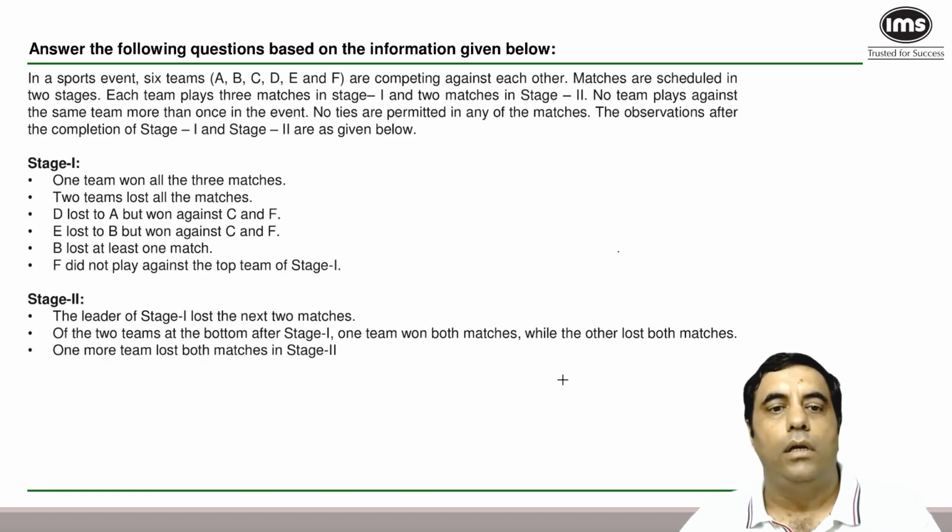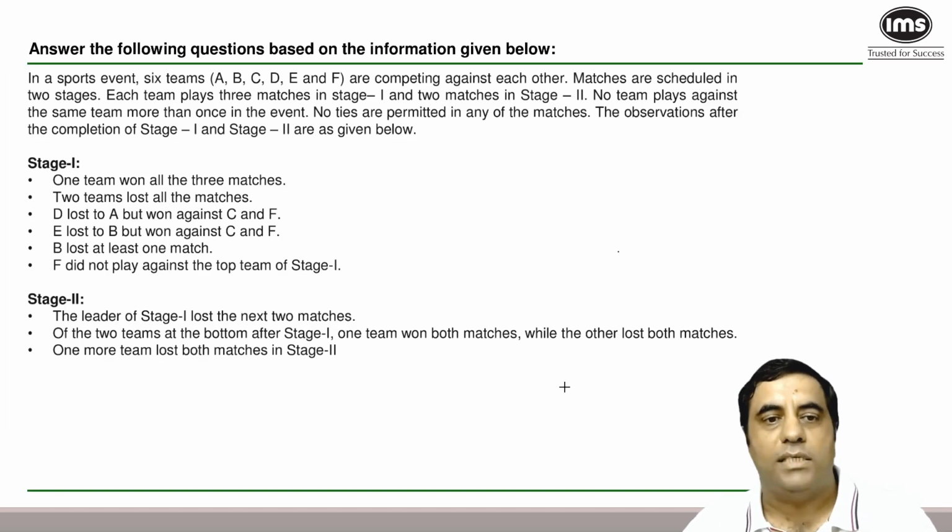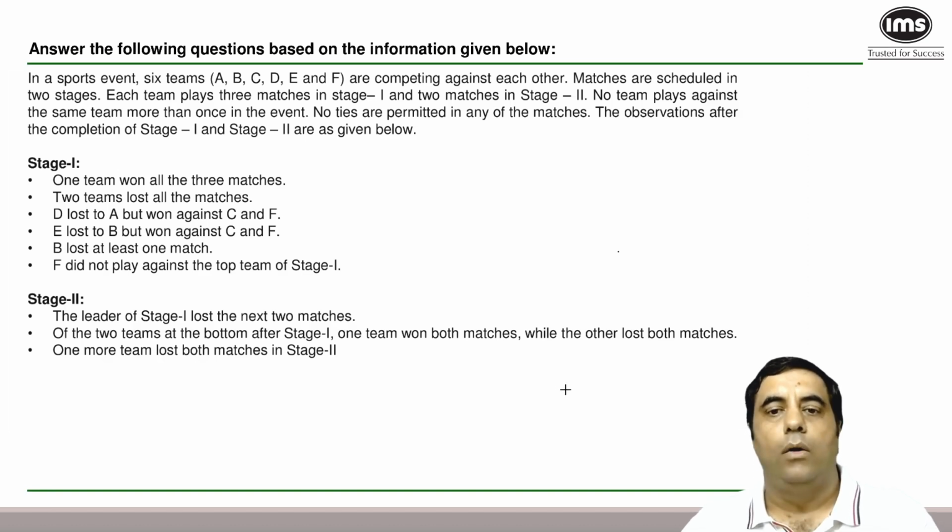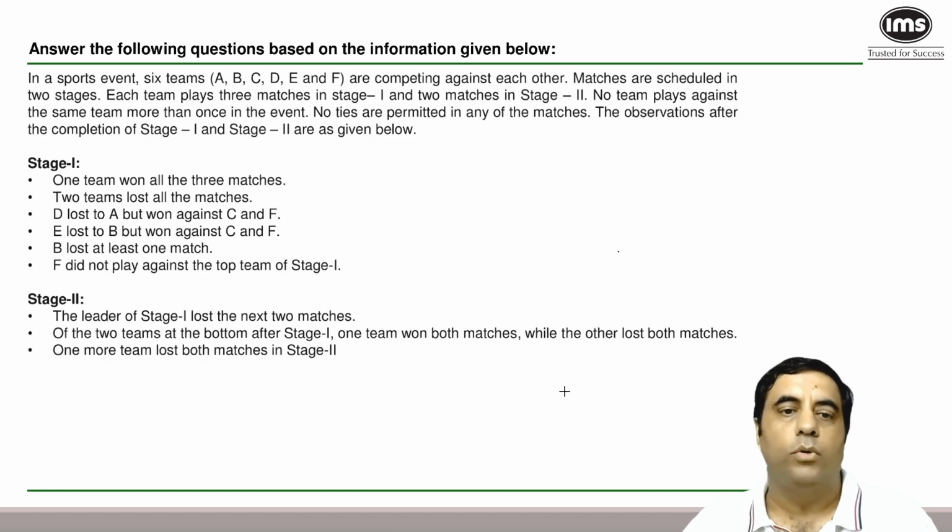The leader of stage 1 lost the next 2 matches. Of the 2 teams at the bottom after stage 1, one has won both the matches, while the other team lost both the matches. One more team lost both the matches in stage 2. So that's the information given, and based on that, we're supposed to solve the questions.